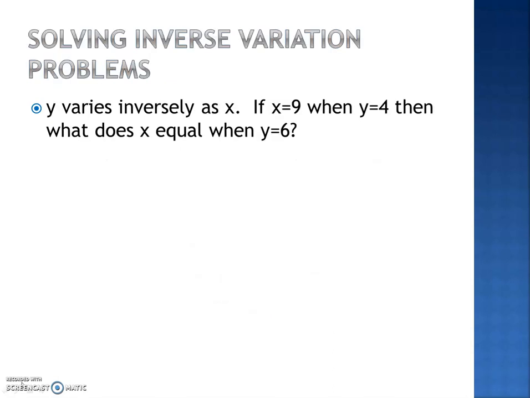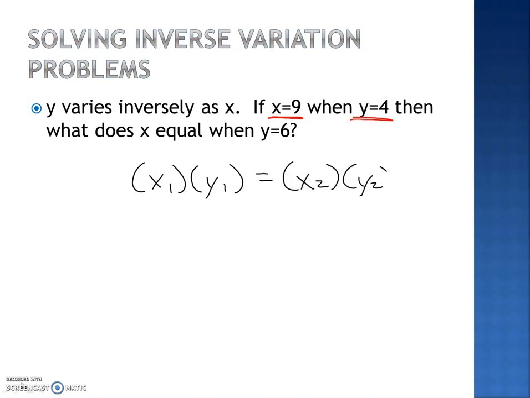Okay, so let's practice one here. I've got y varies inversely as x. If x equals 9 when y equals 4, then what does x equal when y equals 6? So if you wanted to set it up with the equation, you guys absolutely could do that and figure that out. Some of you guys will just think that this is simpler. So first situation is my x equaling 9. Okay, so we'd have x sub 1 and y sub 1 equals x sub 2 and y sub 2. Okay, so my first situation, my x is a 9 and my y is a 4.